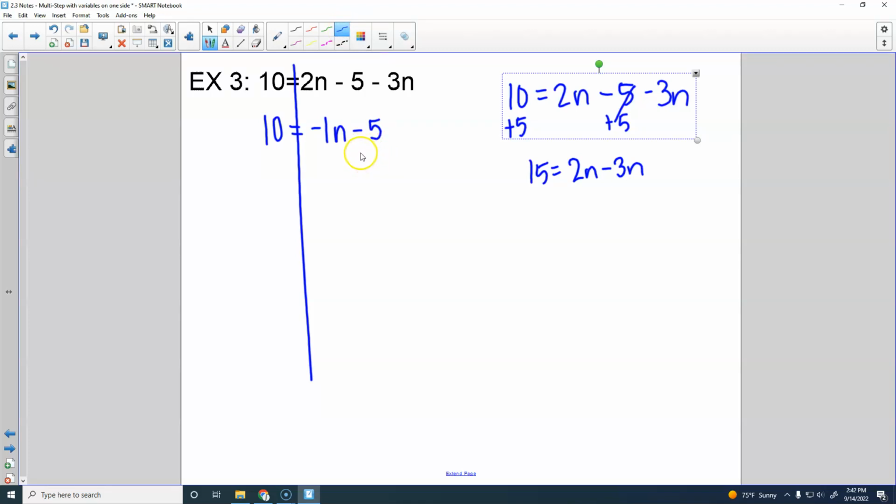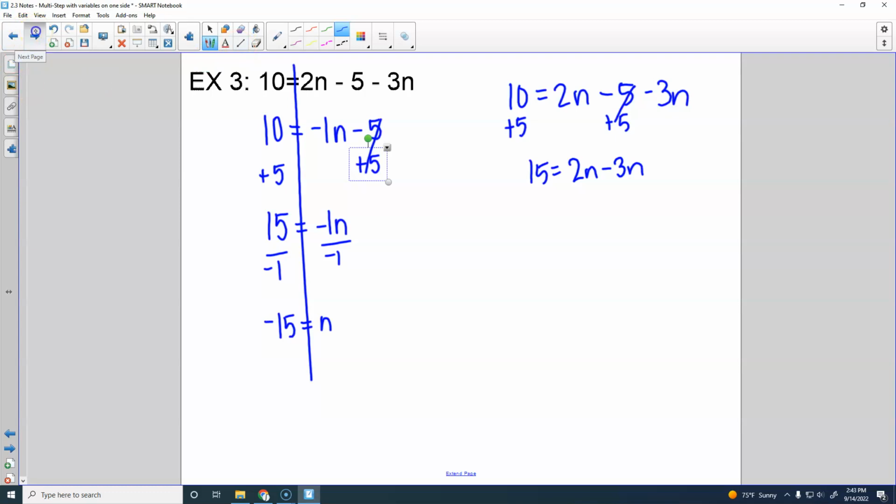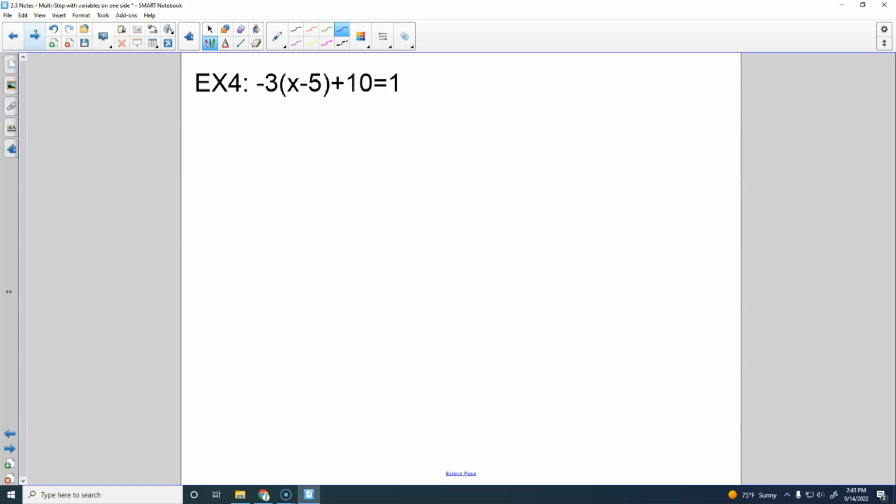Okay. Let's finish solving here. We've combined like terms. We will add this 5 while we're refocusing. And then you can put that 1 there if you want or not, but you got to divide by -1. So we'll get -15 equals n. Okay. Questions? All right. Here's our next one.